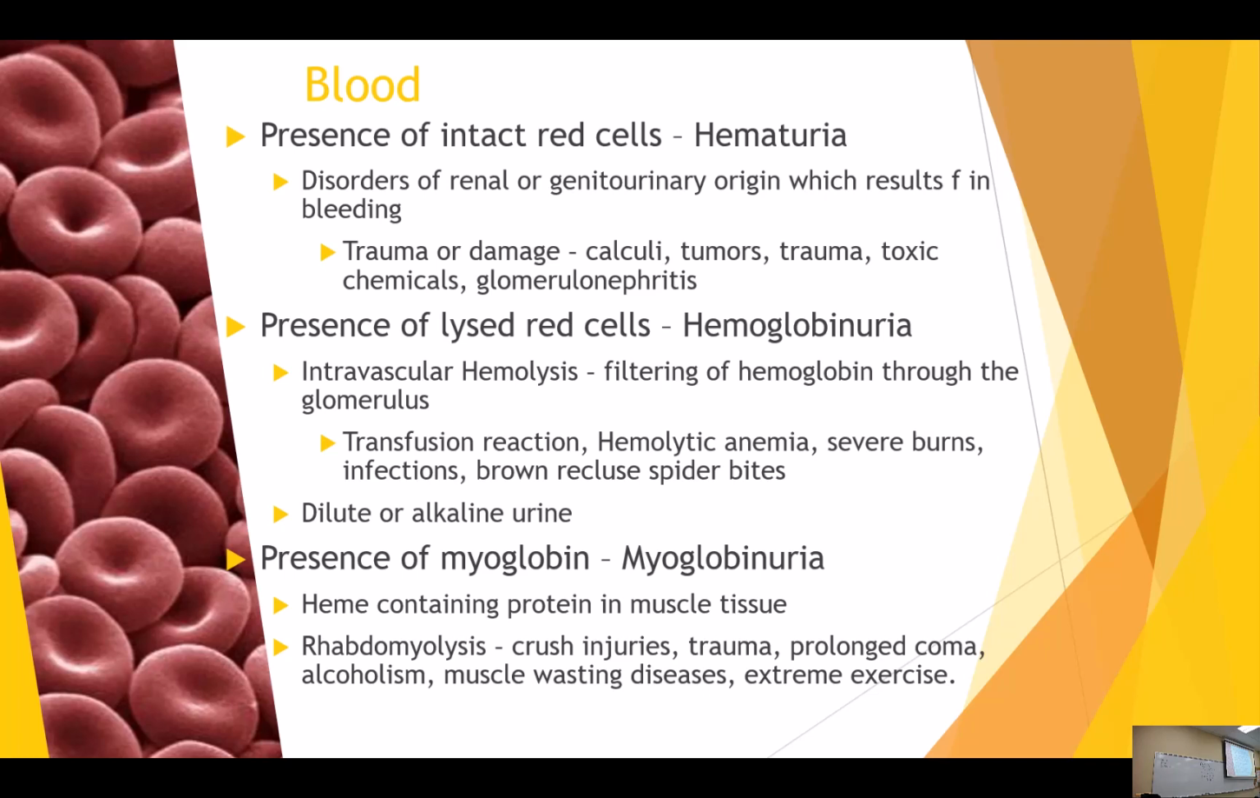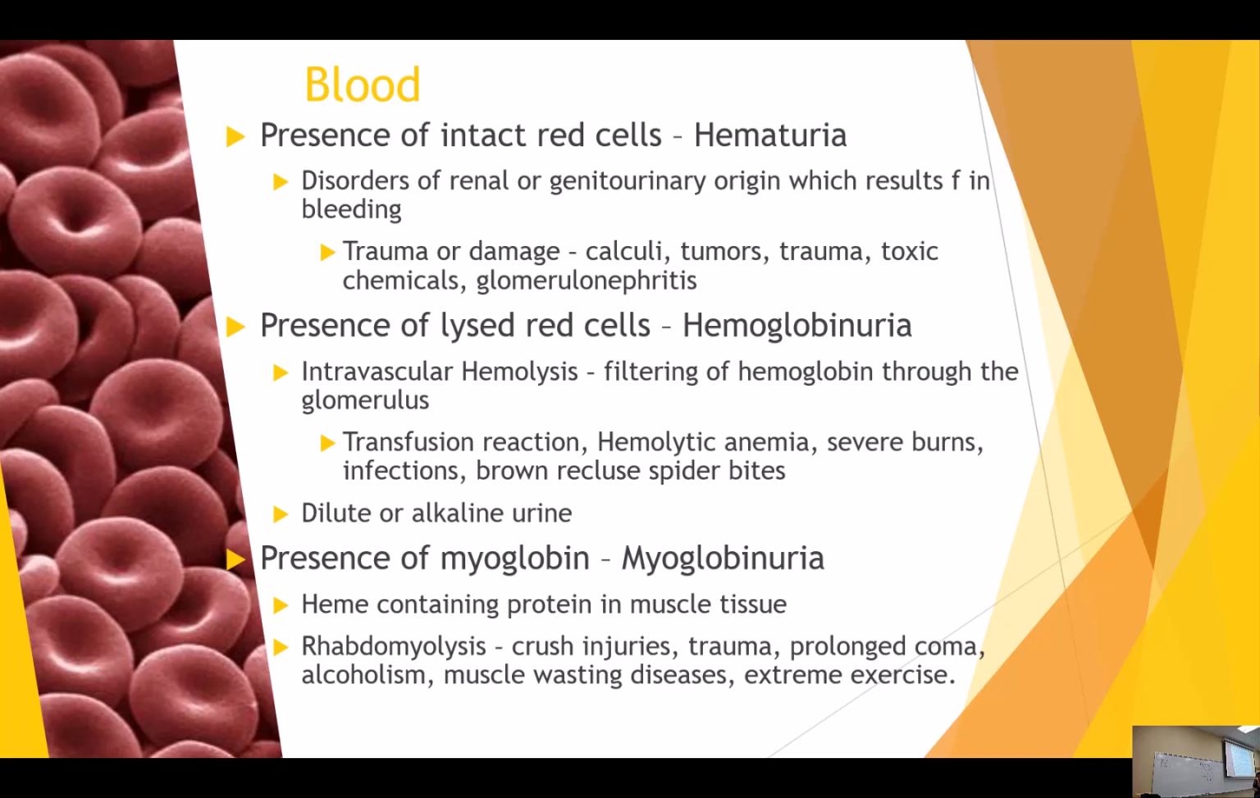Hemoglobinuria is the presence of lysed cells. This is when we're looking at intravascular hemolysis, and the hemoglobin is getting filtered through the glomerulus. We see this with transfusion reactions, hemolytic anemia, severe burns, infections, and even brown recluse spider bites. The other time we can sometimes see this is in dilute or alkaline urine. What might have been intact red cells in a dilute or alkaline urine is going to appear as hemoglobinuria. True hemoglobinuria is when you're dealing with intravascular hemolysis and not the whole cells. So dilute or alkaline urine might make it look like hemoglobinuria when it was actually hematuria.